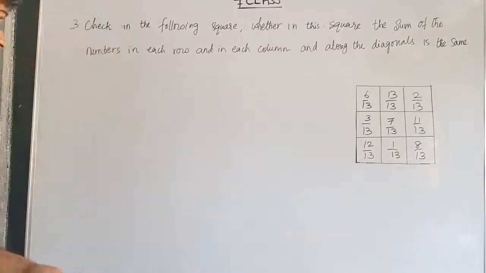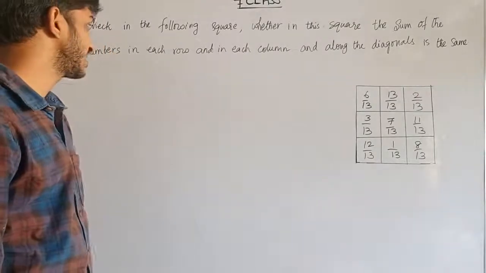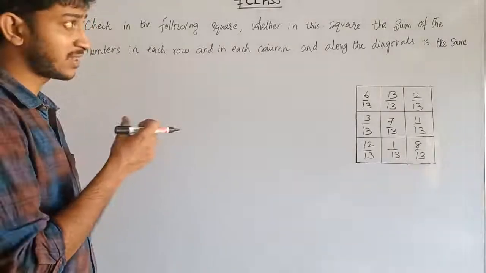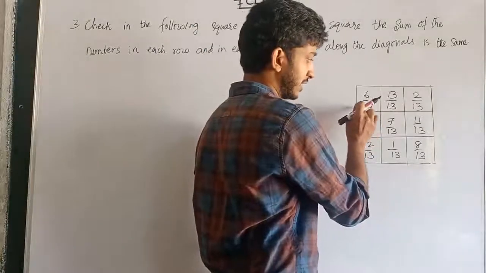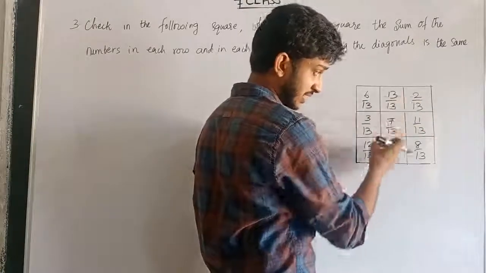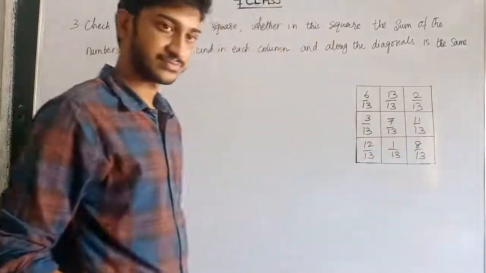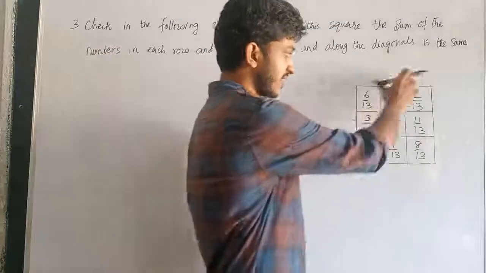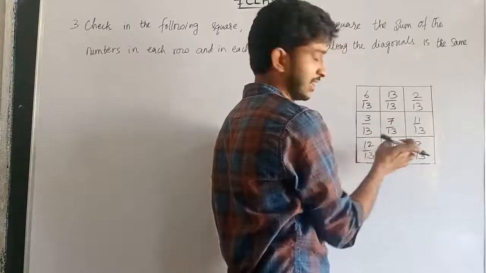Okay children, see here, today's second problem. Check in the following square whether the sum of the numbers in each row, each column and along the diagonals is the same. He is asking to check whether the sum of numbers in each row, each column and each diagonal are equal or not. This is a square and in this square we have 9 numbers.